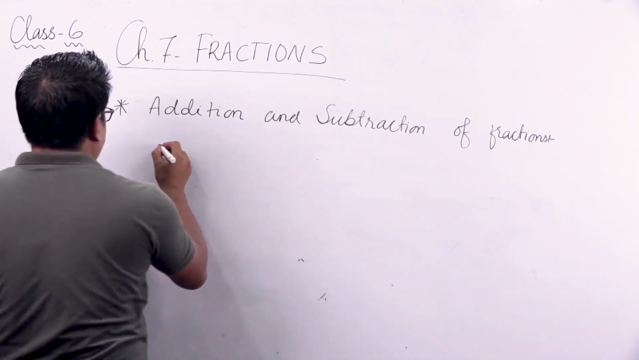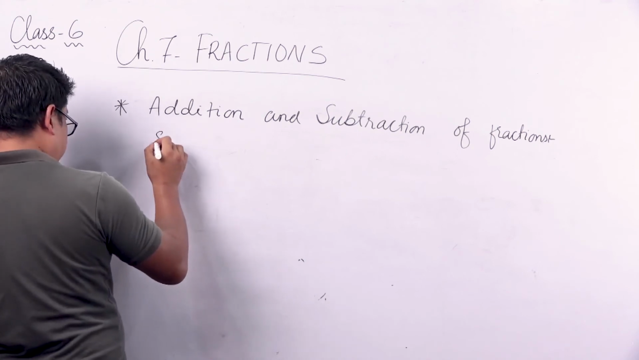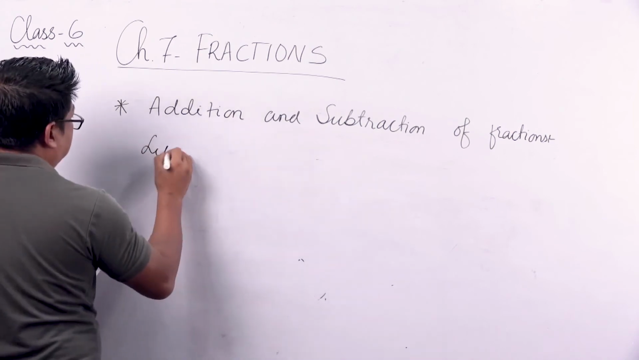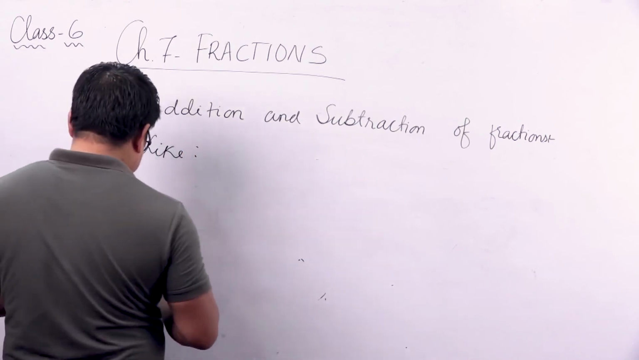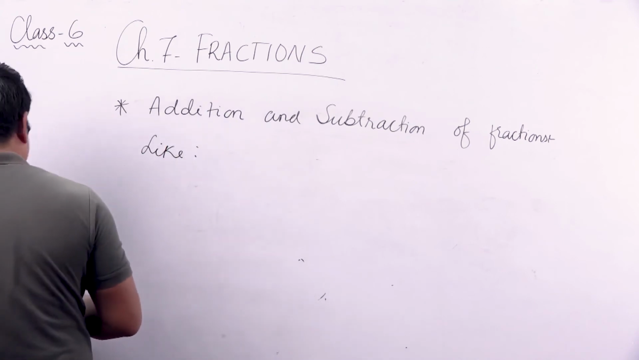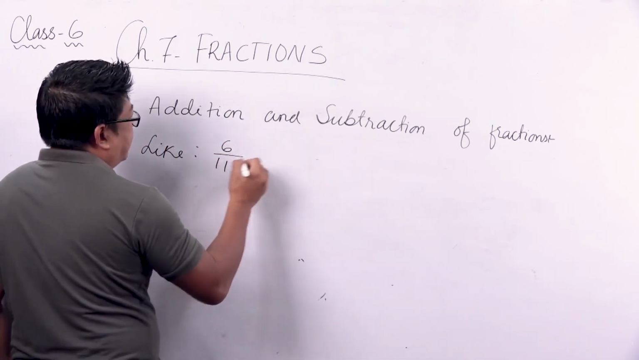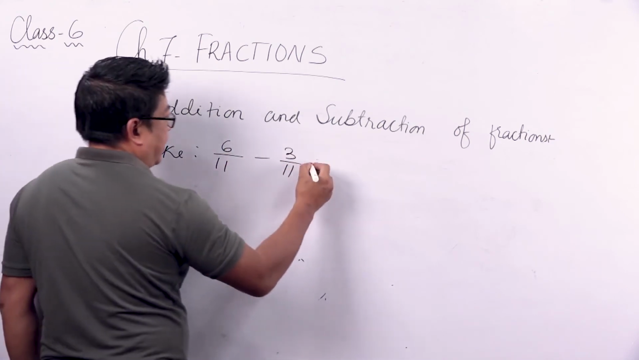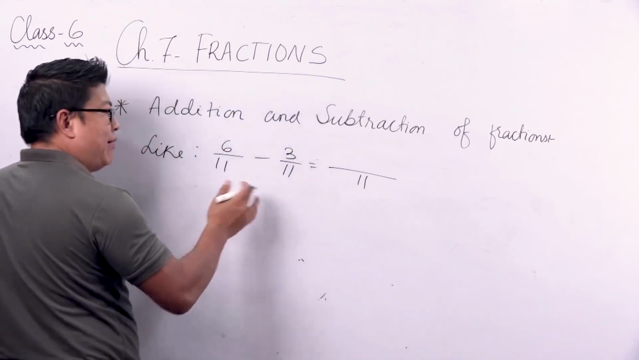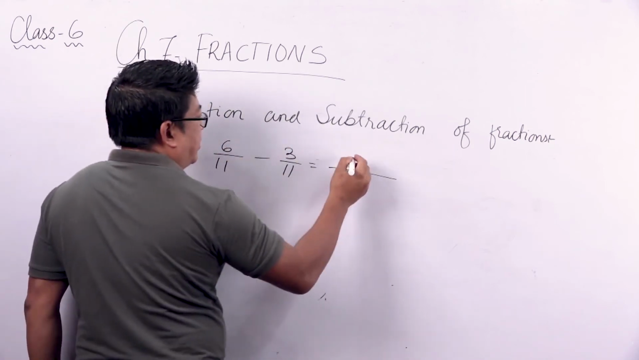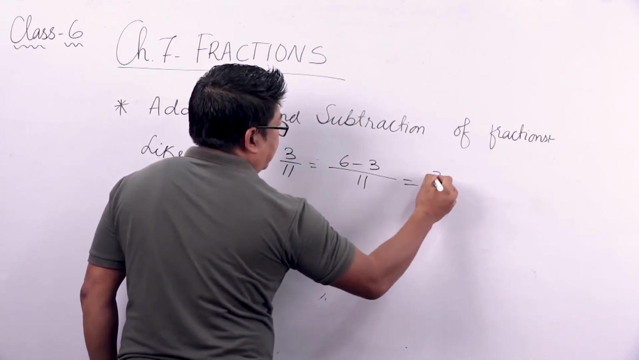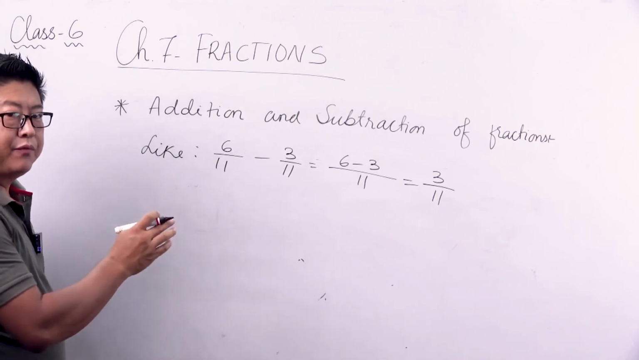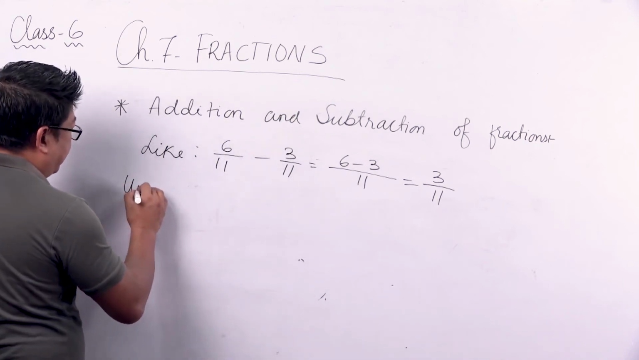So let's look at them one by one. For subtracting like fractions, let me take an example of again 6 by 11 minus 3 by 11. They are like fractions because the denominators are the same. So the common denominator, same as addition, the numerators will be directly subtracted. So I get 6 minus 3 is 3 by 11. It's very simple for like fractions.